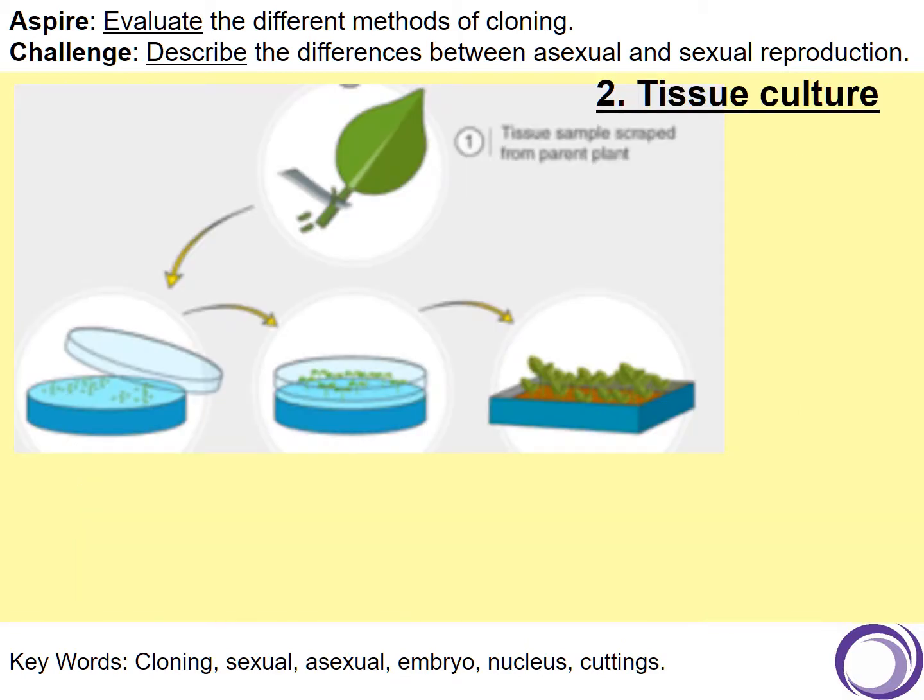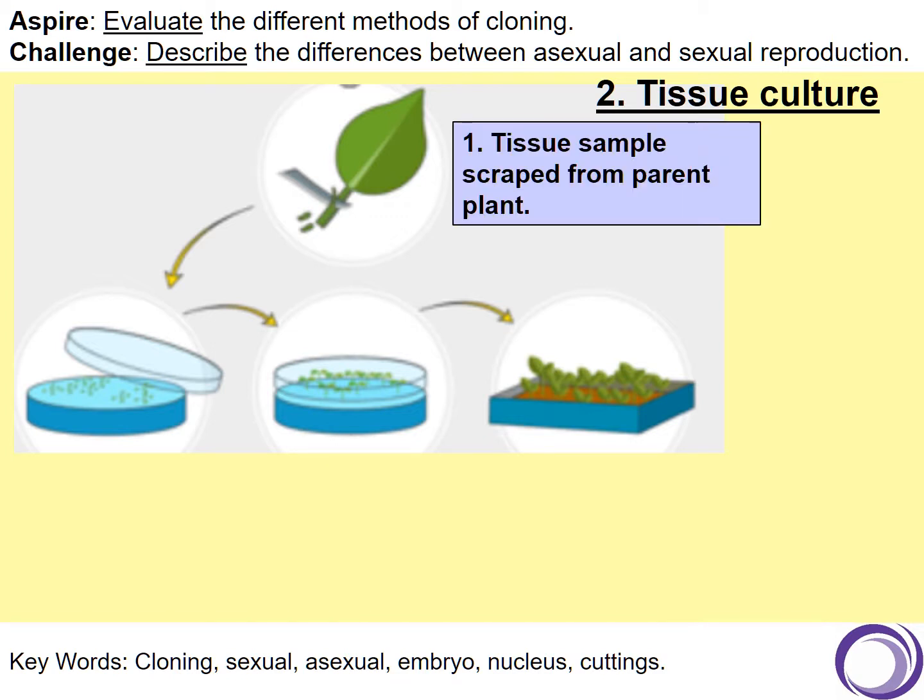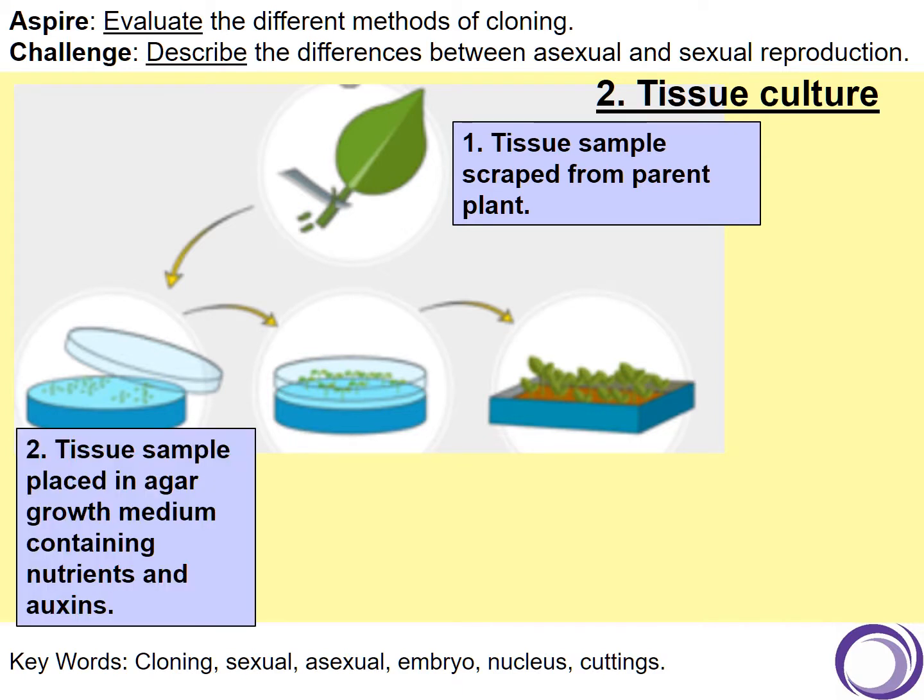The second method of cloning that you need to know a little bit about is tissue culture. Now, tissue culture is similar to taking a cutting, but it's a little bit more complicated. In tissue culture, the tissue sample is taken from the parent plant. So in the same way as the cutting was taken from a parent plant, a very small amount of tissue sample would be taken. That tissue sample would be placed in agar growth medium, which contains nutrients and auxins.